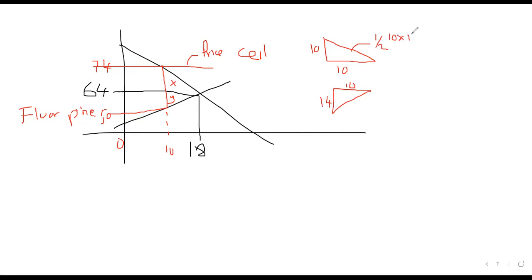Our base is 10, our height is 10. Half of 100 is 50. Same here, our base is 10, our height is what? 14. So here we're going to have 70. So when we add these two, we're going to get 120. So this is not called the total surplus. In this case, it is called the deadweight loss.